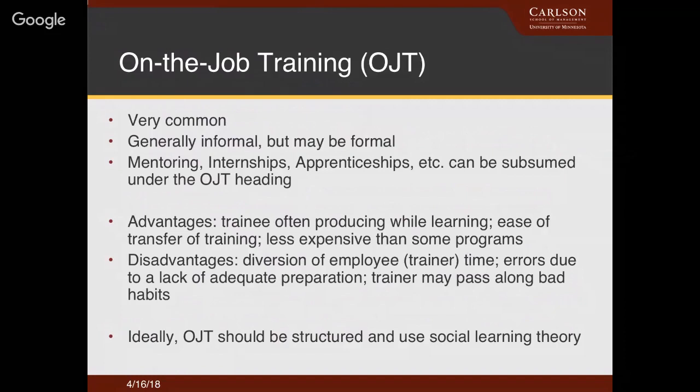And then finally, trainers in this sort of informal method, especially when it's really informal, often pass along bad habits, not necessarily the most effective approaches to getting training done, but instead sort of shortcuts, or because their attention is diverted because they're trying to do their job and the training, they may pass along less effective ways of getting things done. So ideally, on-the-job training should be structured and should use some kind of social learning framework where the trainer is modeling appropriate behavior and the trainee is following or modeling that behavior, imitating the behavior that they see the trainer doing.